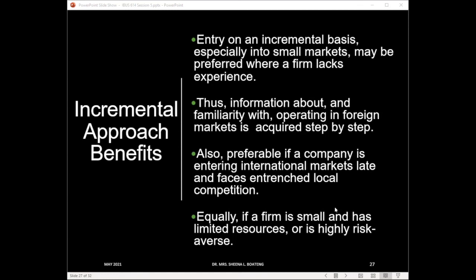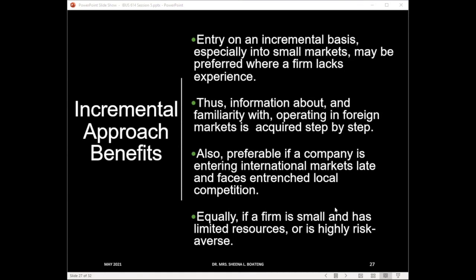The incremental approach is also preferable if the firm is entering into international markets late. Now, if you're entering into a market that is already full of a lot of competitors, it's like going to the sea and wanting to dive, and you're already seeing a lot of sharks circling your boat. You need to beware, because you do not know how long they have been in the system, what experiences they have gathered, what networks of relationships they have built, how much they know about their environment, and how powerful they are in terms of how they control the dynamic in that particular market.